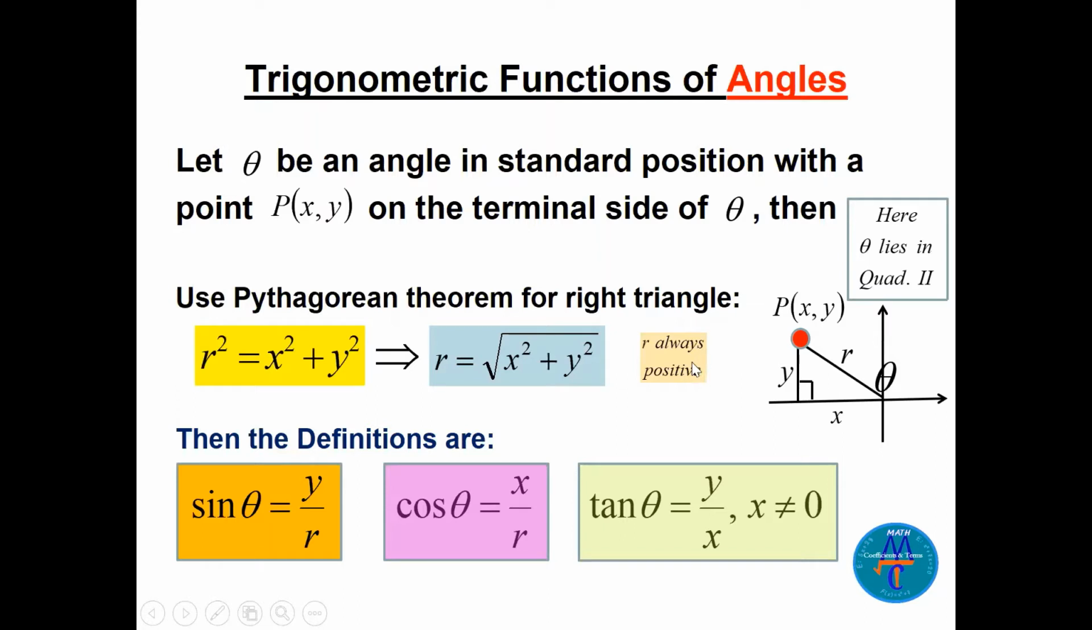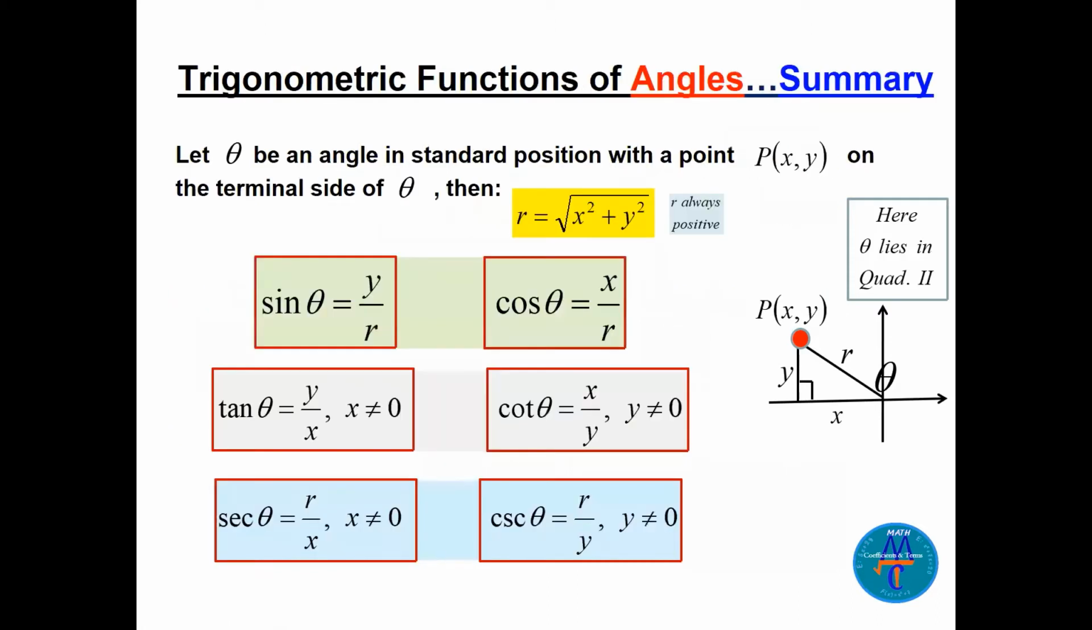R is always positive. To find R, use the Pythagorean theorem: R squared is equal to x squared plus y squared. This is the formula. We can define sine theta as y over R. Now in this case, y can be positive or negative. In quadrant 2, it is positive. Cosine theta will be x over R. Tan theta will be y over x. These are the three basic trigonometric functions: sine theta, cosine theta, and tan theta.